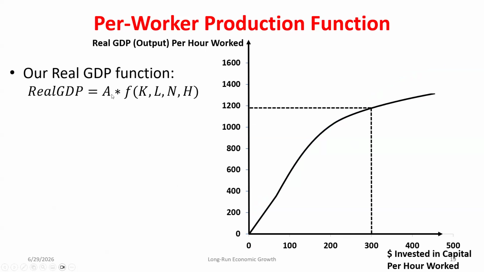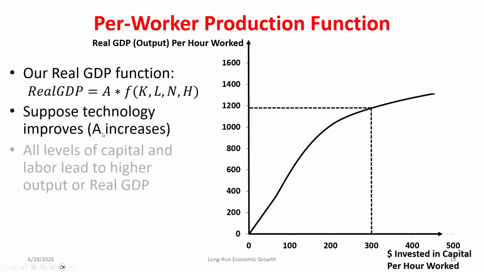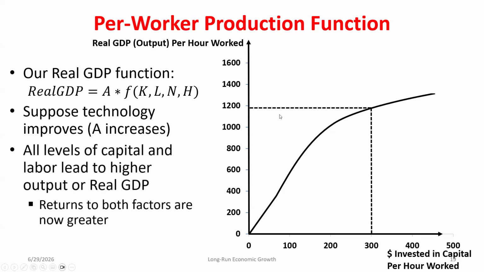Well, what if A increases? Well, that would mean that at the same level of capital, that would produce the same value from this function. However, if it gets multiplied by a higher value at every level of capital investment, our new real GDP, multiplied by a larger value, will increase. So there's two ways of thinking about why this is the case. So let's say I wanted the same level of output.